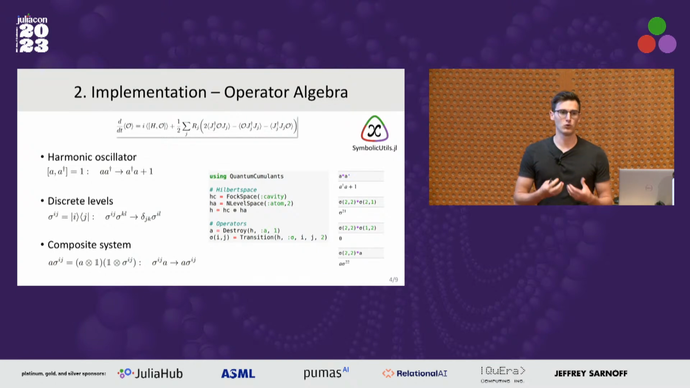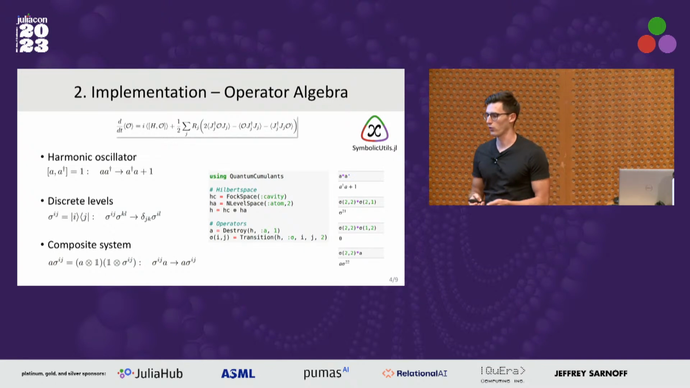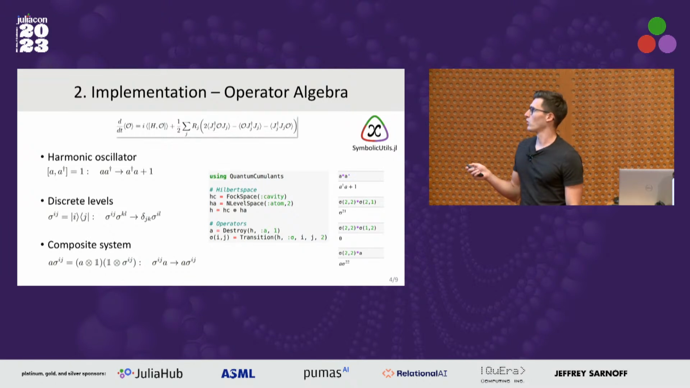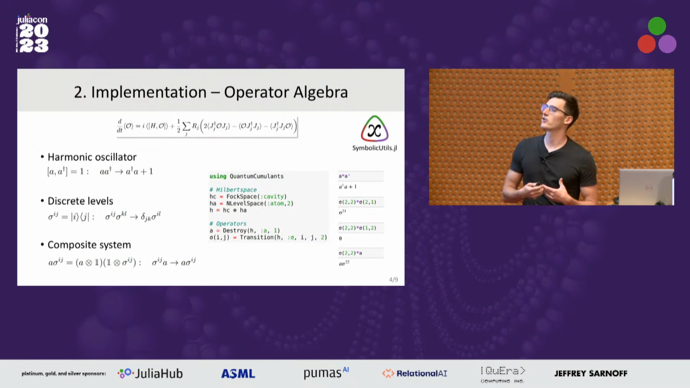If we multiply two transition operators, we find that it's either a new transition operator if these two indices are the same, or we get 0 if these two indices are not the same, just due to the orthogonality between different states. And if we have a product of different operators, we can order them according to the Hilbert space. Good, so that's the implementation of this non-commutative algebra.